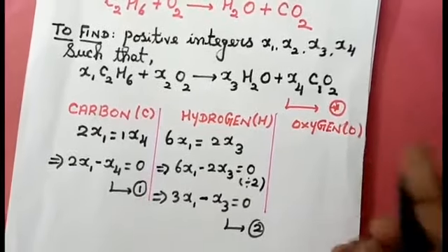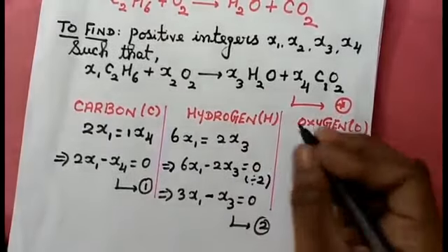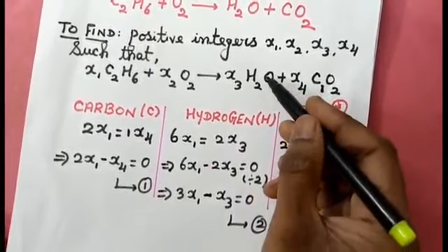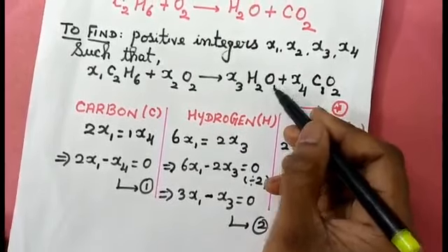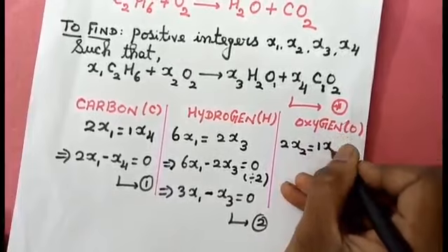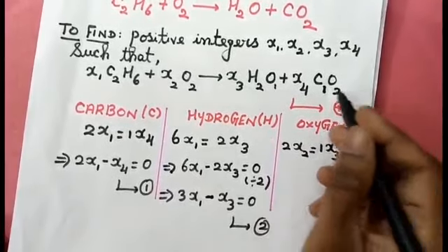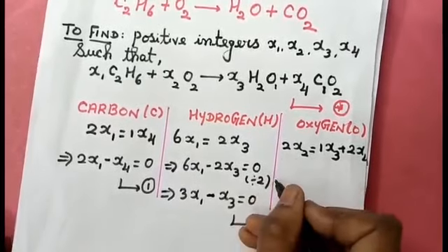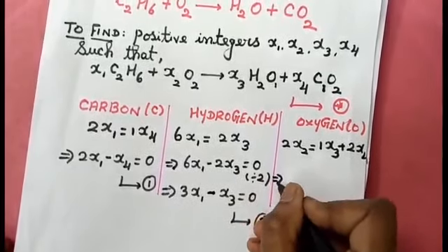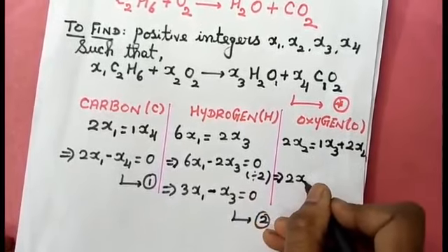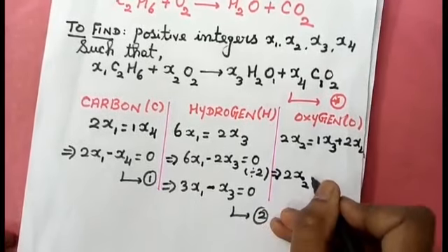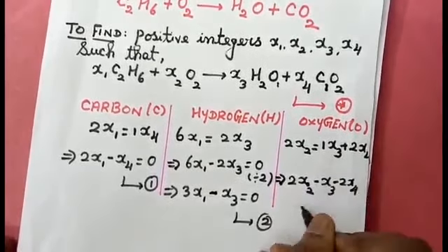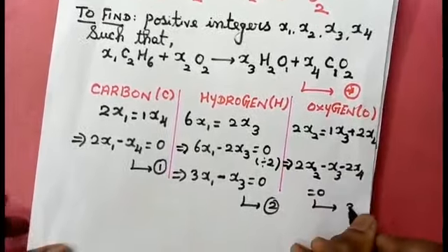Similarly, for oxygen, just see the values here. 2x2 is equal to, in place of O I am not having any number in the suffix, that is 1, 1x3 plus 2x4. That implies you will get the value as 2x2 minus x3 minus 2x4 equal to 0. Mark it as equation 3.